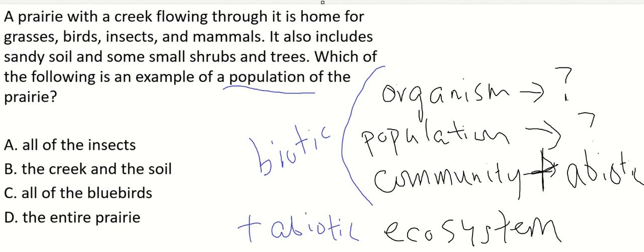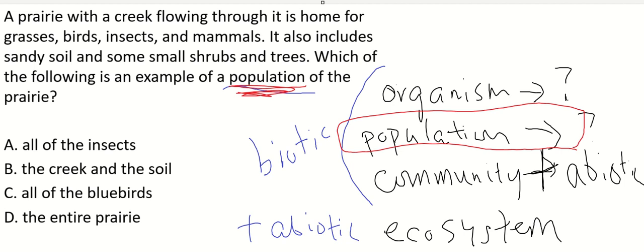Okay, let's answer the question. Population means we have a group of living things that can reproduce, same species. I wouldn't say all the insects is a population. What do you think that would be? I'd say that's more like a community, because you have multiple populations. You might have ants, and then you might have flies and all the insects. Flies don't reproduce with ants, so I wouldn't say this is a population. It'd be more of a community.